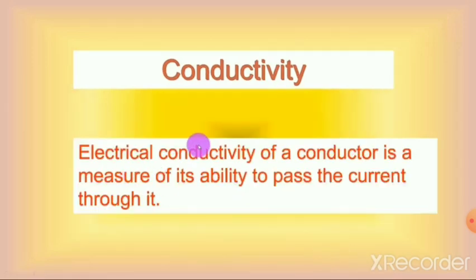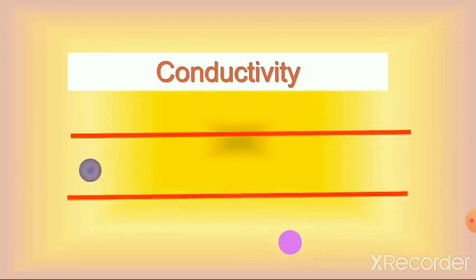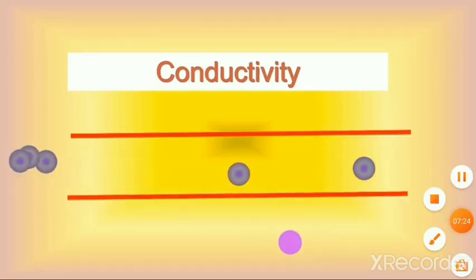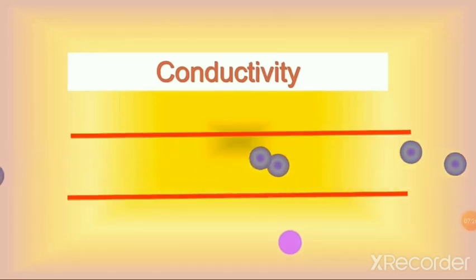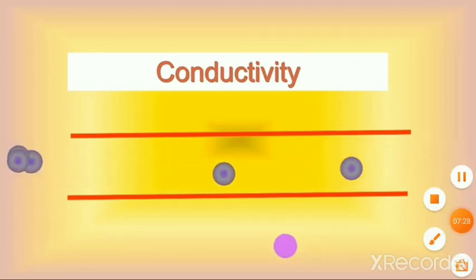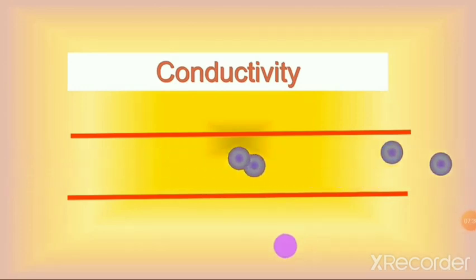Conductivity can be defined in alternative terms as follows. Electrical conductivity of a conductor is a measure of its ability to pass the current through it. You can easily understand this concept with the following example. Look at the conductor here. The electrons are moving freely inside the conductor. This conductor provides only less resistance to the flow of the electric current.